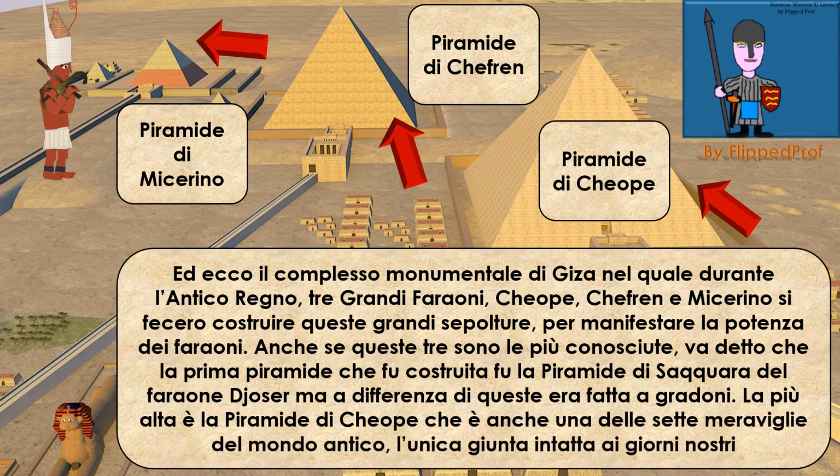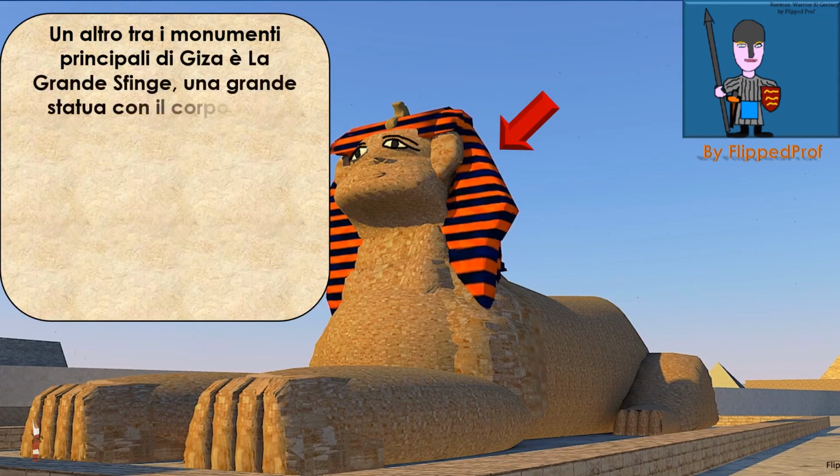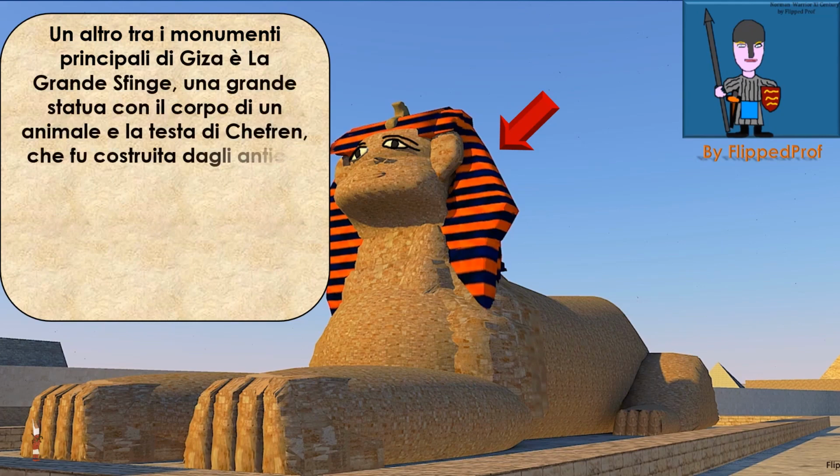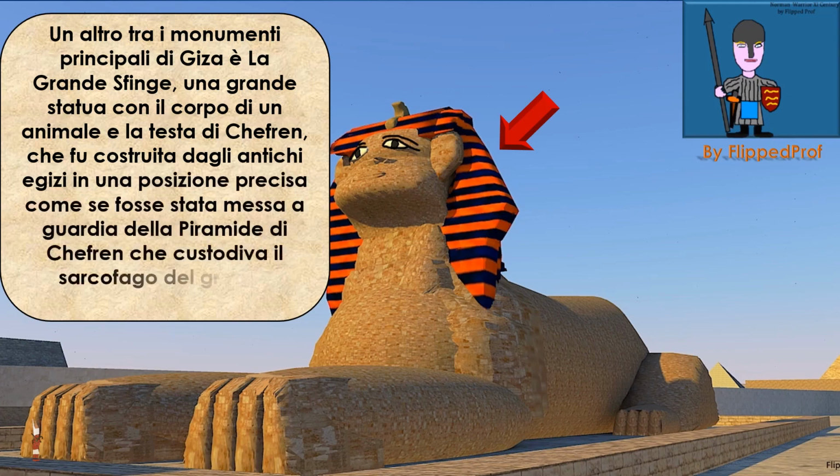Although these 3 are the best known, it should be mentioned that the first pyramid that was built was the Pyramid of Saqqara, of Pharaoh Djoser, but unlike these, it was made in steps. The tallest is the Pyramid of Cheops, which is also one of the 7 wonders of the ancient world, the only one that has survived intact to the present day. Another among the main monuments in Giza is the Great Sphinx, a large statue with the body of an animal and the head of Chephren, which was built by the ancient Egyptians in a precise position, as if it had been placed to guard the Pyramid of Chephren, which held the sarcophagus of the great pharaoh of the Old Kingdom.